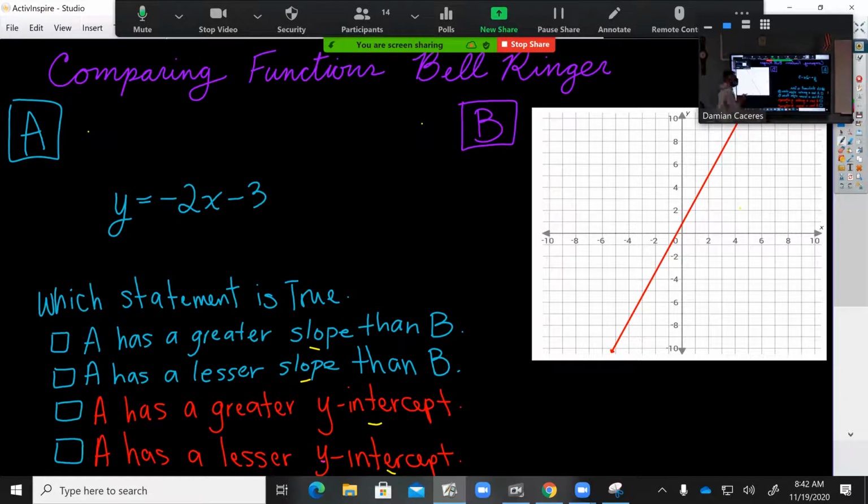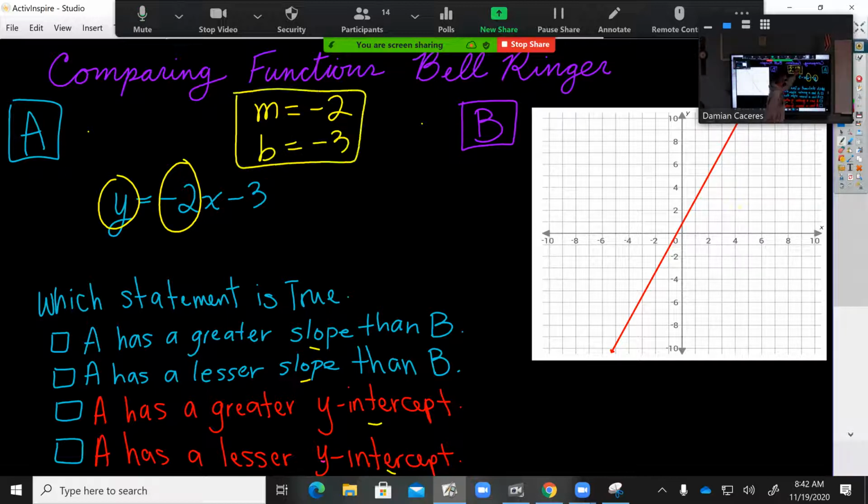So, in terms of this problem, let's do function A first, because it's the quickest. When the y is by itself, then the number that touches the x is your slope, and the y-intercept is the constant at the end. So this is the constant, that's your y-intercept. The number that's touching or being multiplied by the x is your slope. So for the equation side, not much work to be done. You're just circling those two and writing the answers.